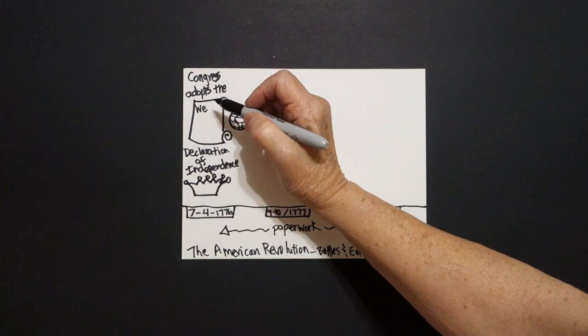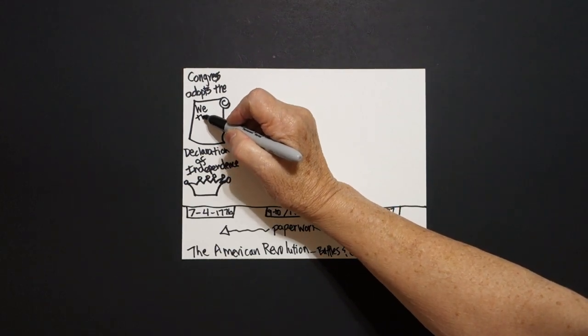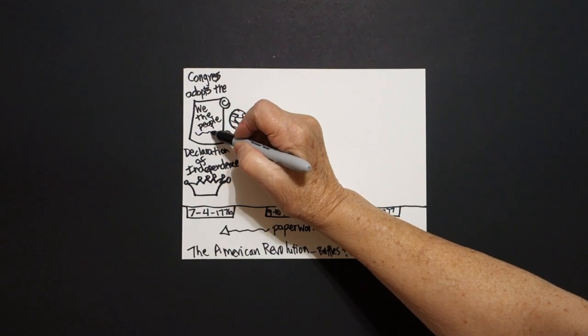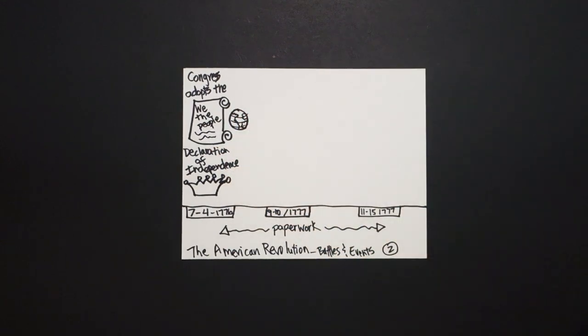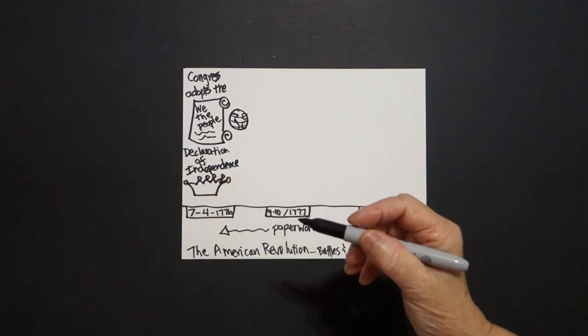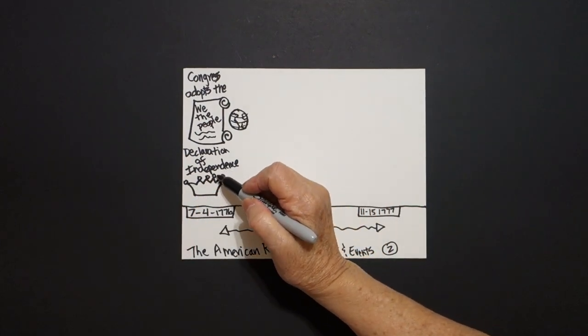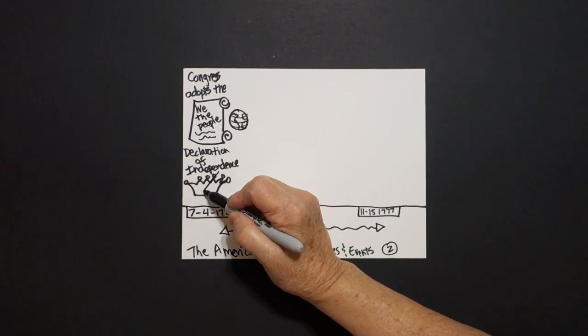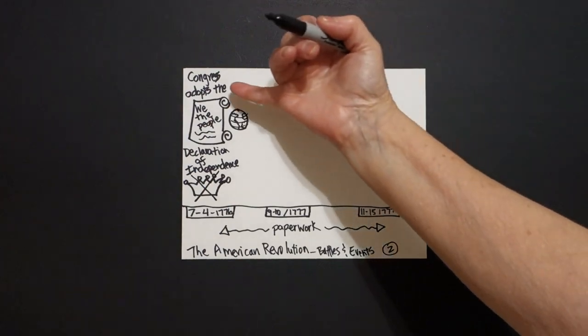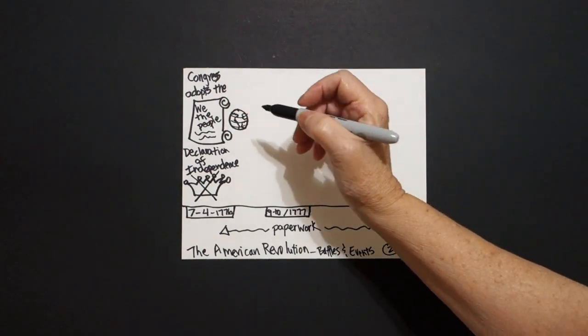Inside our Declaration of Independence, we're going to write, we the people. And in order for everybody to know that we were declaring our independence from the King of England, or Great Britain, put an X over this. We had to put it in paper. We had to do it in paperwork.